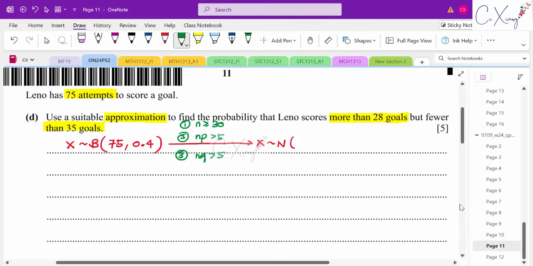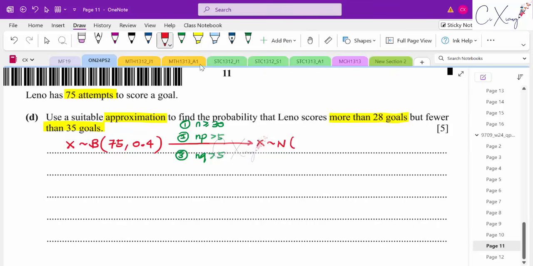Okay, so this is the condition for you to change it to the normal distribution. To get the mean in the normal distribution from the binomial, you take n multiplied by p. When you take n multiplied by p, by right you will get 30. Then for the variance part, you take n times p times q. So n times p times 0.6, which is q. By right, you should have 18.